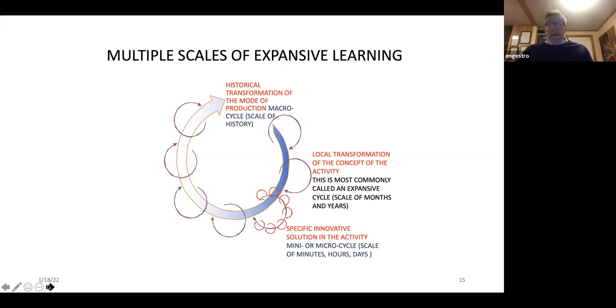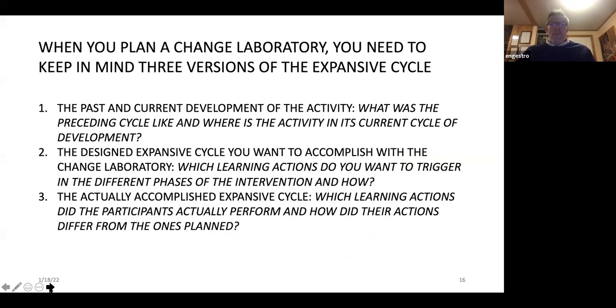So expansive learning processes, as I said, come in multiple scales. But if you're thinking of a change laboratory, and how to facilitate expansive learning cycles in a change laboratory, it's important to keep in mind that on one hand, the researcher interventionist needs to try to understand what the preceding cycles were like, and where the activity system is in its current development. In other words, the cycles are also used as diagnostics, including historical diagnostics. And then you need to design an expansive cycle that you want to accomplish with the change laboratory. Which learning actions do you want to promote in the different phases of the intervention, and how?